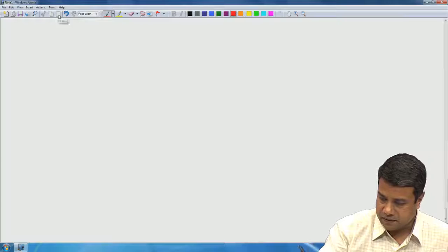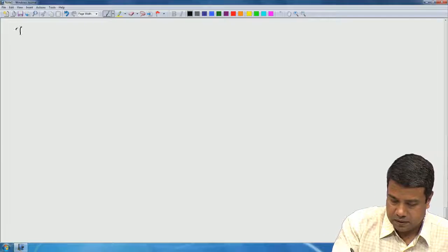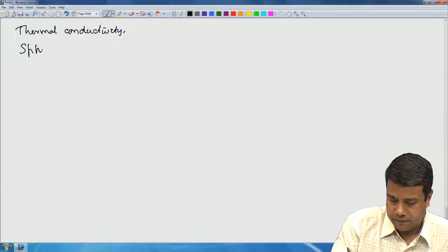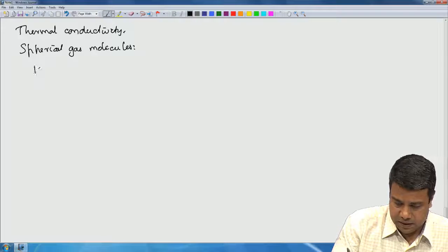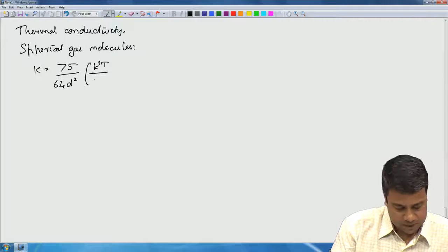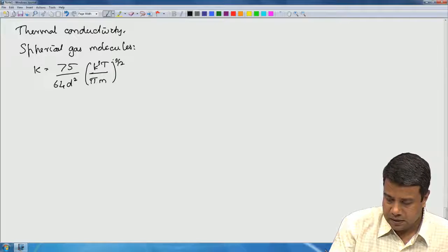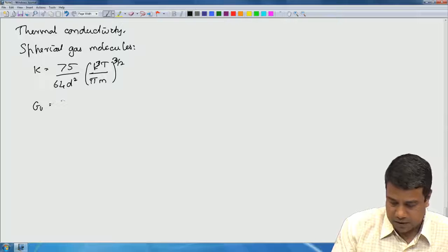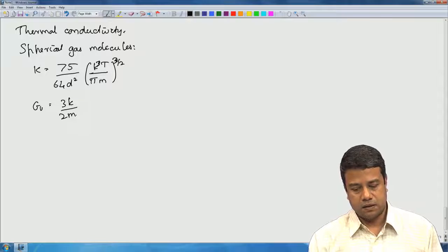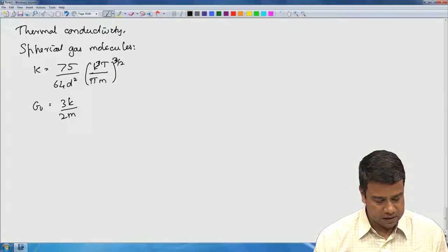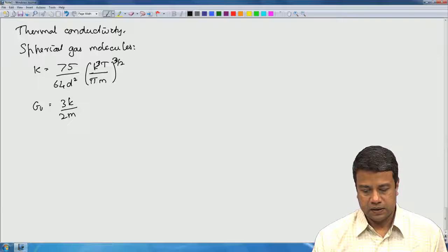So, for example, in the case of spherical molecules, the thermal conductivity is given as 75 by 64 d square into k cubed T by pi m to the 3 halves. So, that is the expression for the thermal conductivity in a monoatomic gas, where Cv is equal to 3 k by 2 m. 3 by 2 k is the specific heat per unit based upon the number of moles. So, if you divide by the molecular mass you will get it per unit mass. So, this is the expression for the thermal diffusivity in a gas for a monoatomic gas.